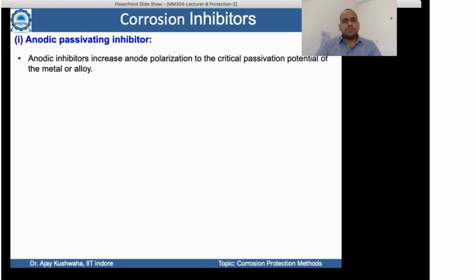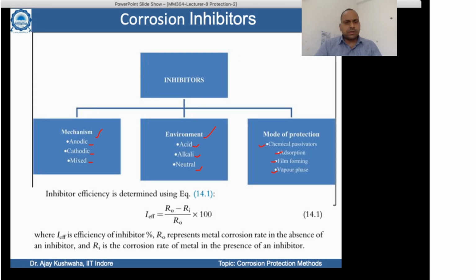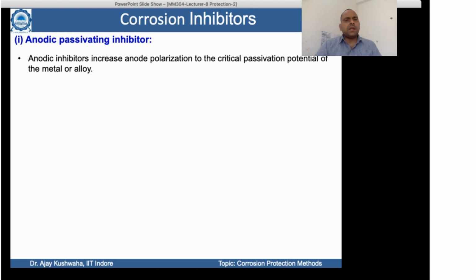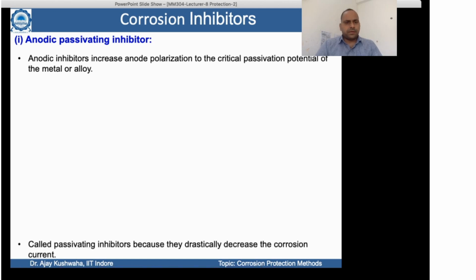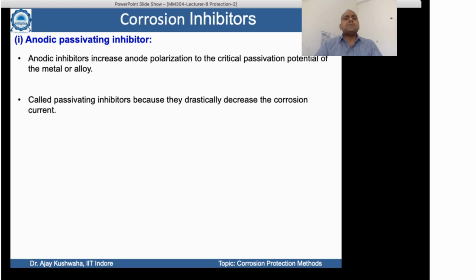Now let's move to the different varieties we have taken, like anodic, cathodic, mixed or environment based. Just a very brief intro about these. The first one is the anodic passivating inhibitor. As the name suggests, there is a chemical which is going to affect the anode only, and therefore we call it the anodic passivating inhibitor. Anodic inhibitors increase anode polarization to the critical passivation potential of the metal or alloy. Basically it increases the potential, so the anodic reaction is going to slow down. Therefore, we also call it passivating because it slows down the reaction by increasing the polarized potential, and an inhibitor because they drastically decrease the corrosion current.